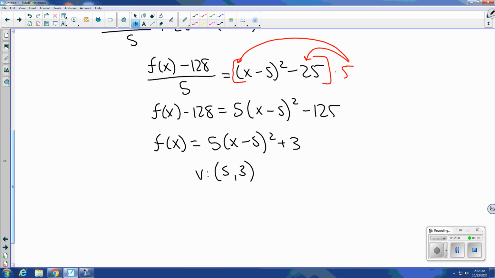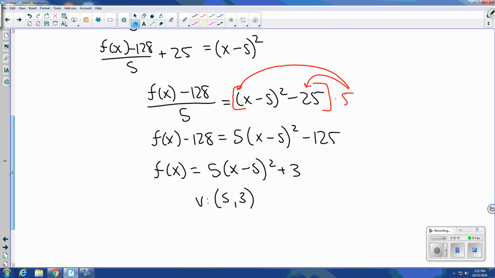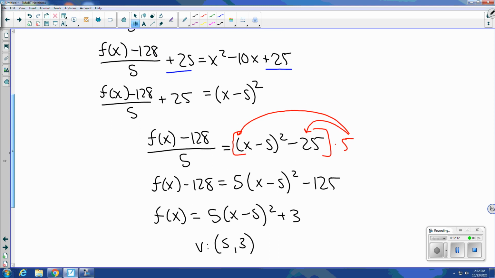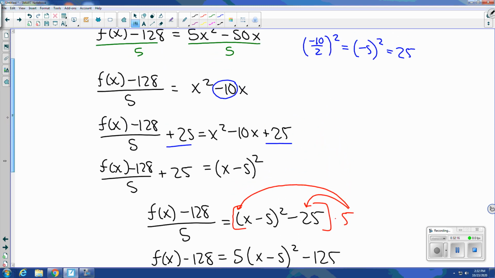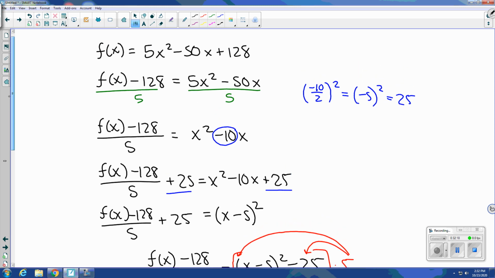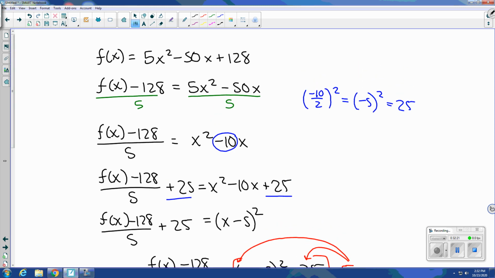So that, again, is how you can use completing the square to get a vertex form equation from a standard form equation, and that is an example of how you use it when faced with an a value that is not equal to 1.